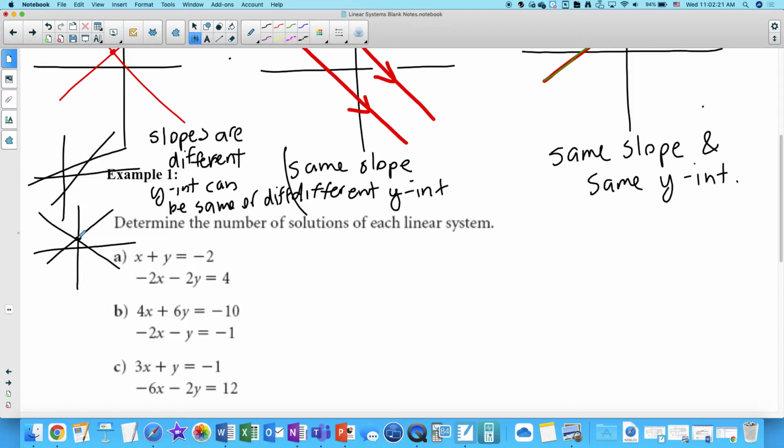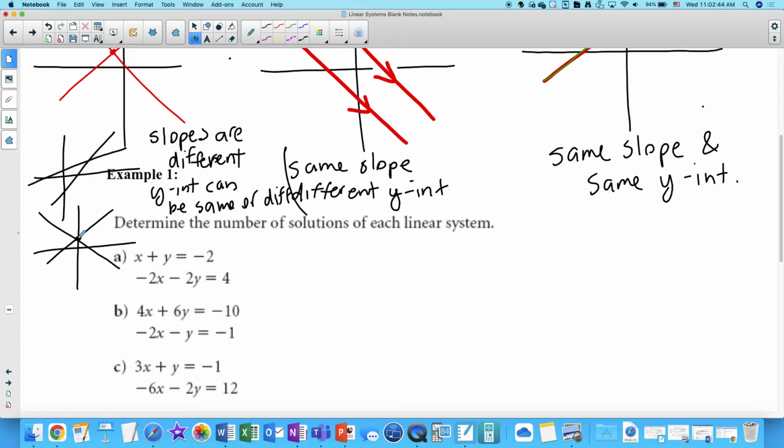Right, they intersect right on the y-intercept, okay? Yeah, but it really doesn't matter. For intersecting lines, all we need to consider is whether the slopes are different or not, okay? So what we're gonna do next is determine the number of solutions for these three systems, okay?